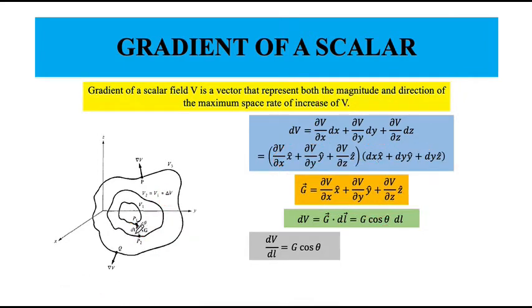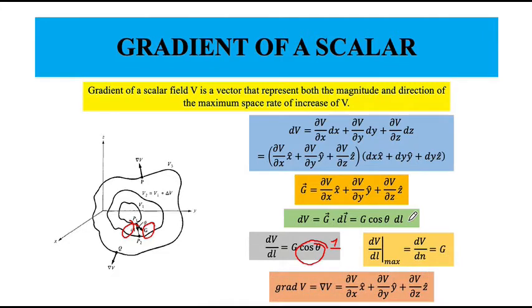So theta is the angle between dl and G. Okay, so from the equation we notice that dV by dl is maximum when theta is 0, because in that case cos theta is 1, and dl is in the direction of G. We can say that at that point I will have the maximum rate of increase of V, where this dV by dn is my normal derivative.